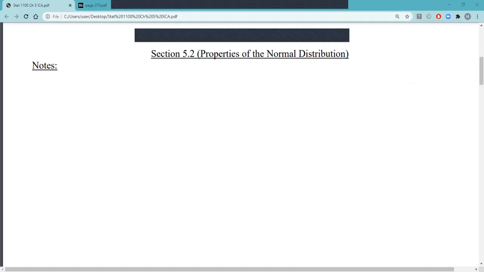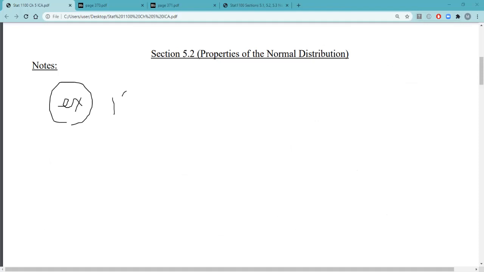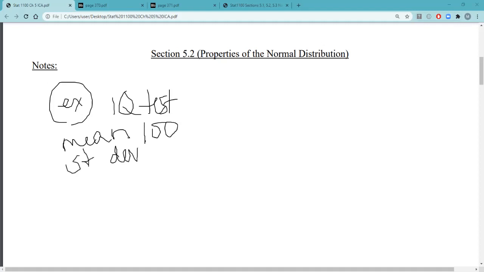So let's say that we have an IQ test. And this example that I'm giving specifically is in your book. It is not one that I wrote out on the completed notes. So I'm just doing a separate example to talk through what the standard score is actually representing. So we have an IQ test where the mean is 100 and the standard deviation is 15.